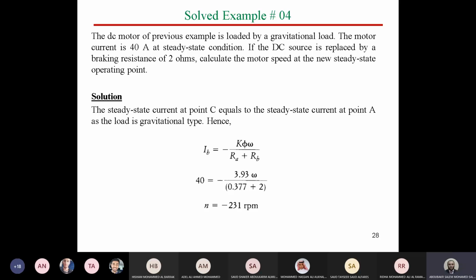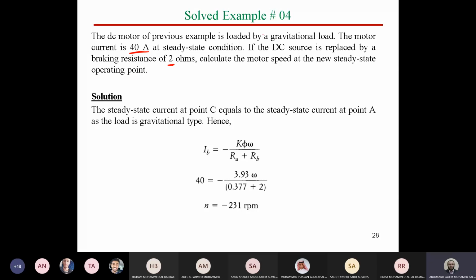Now we have an example here. The DC motor of the previous example is loaded by a gravitational load where the motor current is 40 amps at steady state condition. So this is the motor in forward motoring mode. If the DC source is replaced by a braking resistor of 2 ohms, so this is RB, calculate the motor speed at the new steady state operating point.